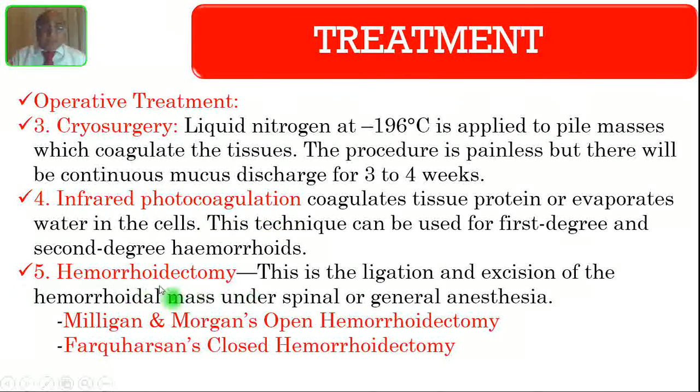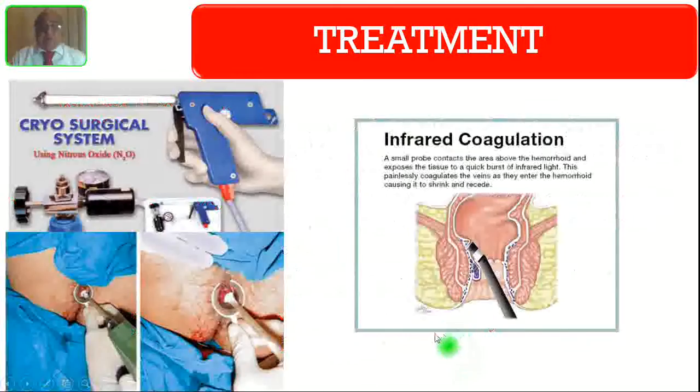So the other actual surgery is hemorrhoidectomy. This you can do either the open hemorrhoidectomy, which is called Milligan and Morgan's open hemorrhoidectomy, or the Fergusson's closed hemorrhoidectomy. So here you are seeing the cryosurgical method.